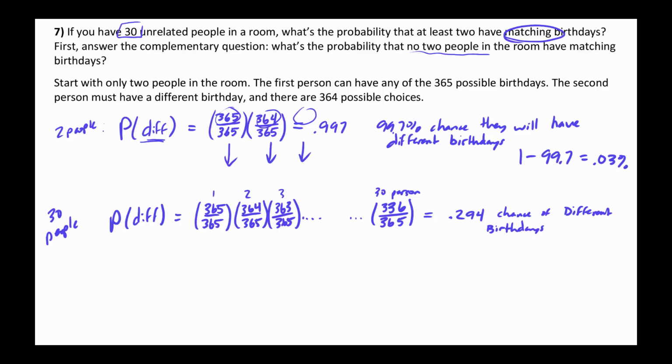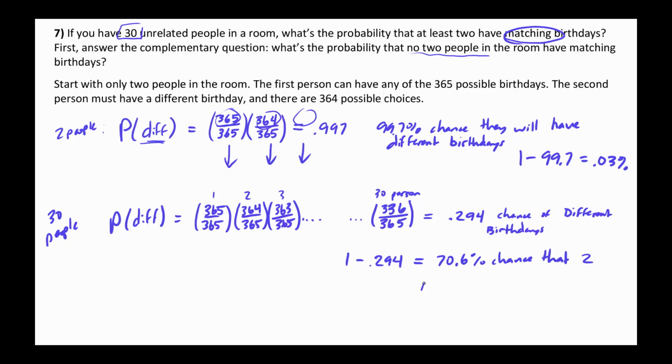30 people, you can see that that's going to change a little bit. We have 1 minus the number that we got at the end, which is 0.294. And if we take and subtract those, we get a 70.6% chance that 2 people out of 30 might have the same birthday.